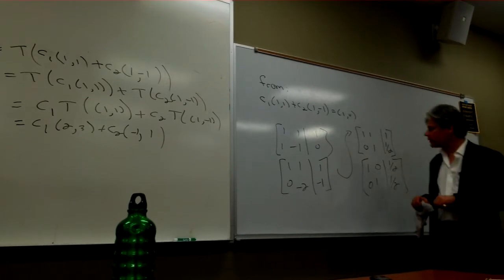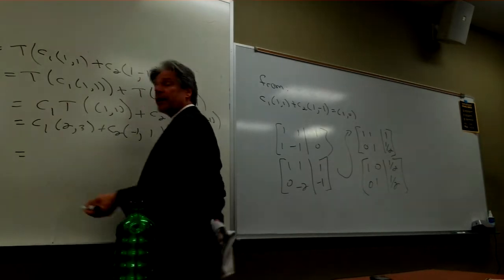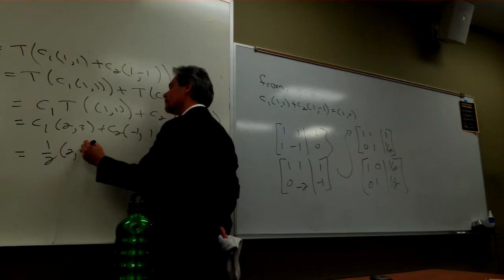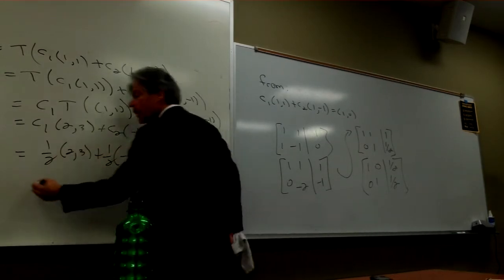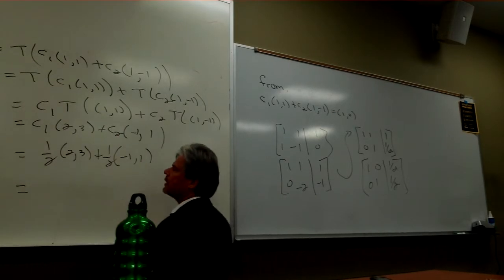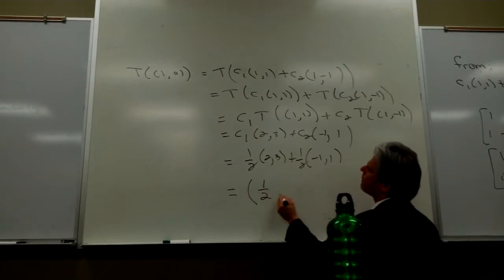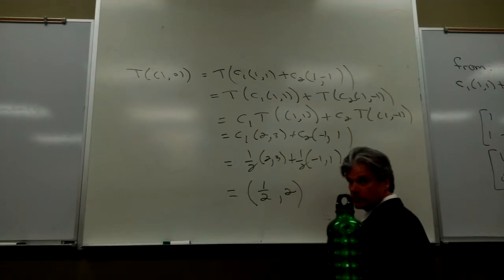In other words, C1 and C2 are equal to 1/2, but over here, that means the output of the transformation of 1, 0 is going to be 1/2 times 2, 3, plus 1/2 times -1, 1. Or better yet, is that simply going to give me, oh, you guys again make me do all the work. Is that a 1/2? Is that a 2? Okay.